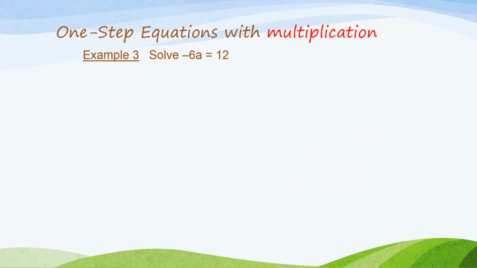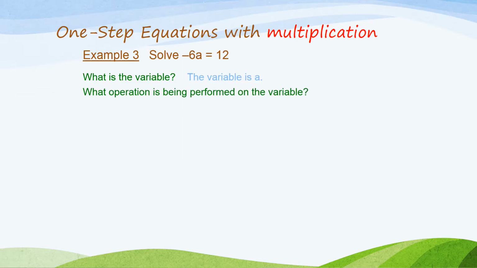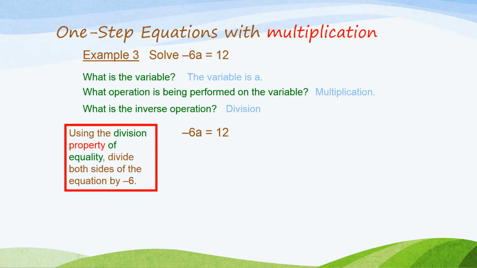Now we're going to solve one-step equations with multiplication. We have our example. It says to solve negative 6a equals 12. Now what is the variable in this case? It is a. What operation is being performed on the variable? It is multiplication. What is the inverse operation of multiplication? It is division. So here we have our equation, negative 6a equals 12.